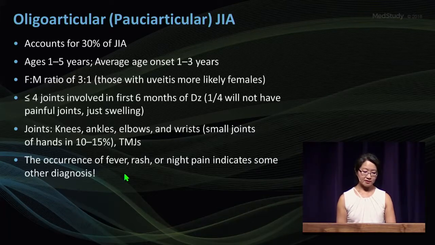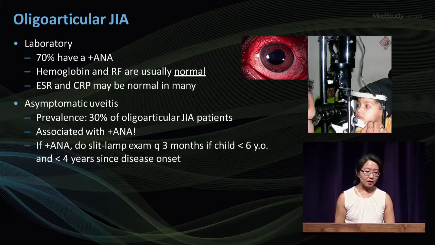Now, if the patient has fever, rash, or nighttime pain, think about a totally different diagnosis such as infection or something else. It's not going to be oligoarticular JIA. These kids look really healthy. They just have a swollen knee. On labs, about 70% of them may have a positive ANA. Hemoglobin and rheumatoid factor are typically normal, and the SED rate and CRP are normal. They don't have a lot of inflammation.